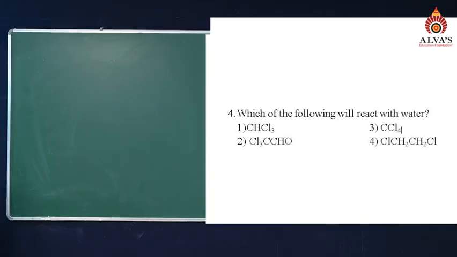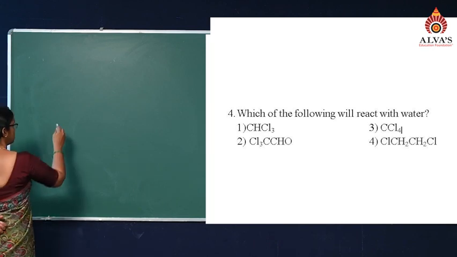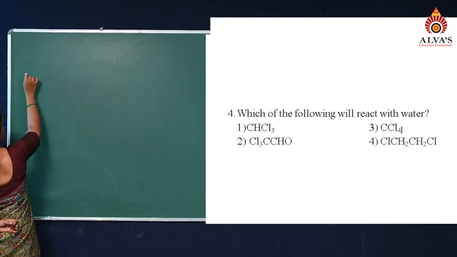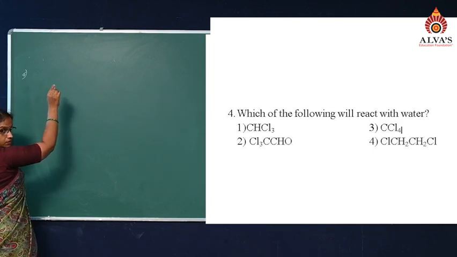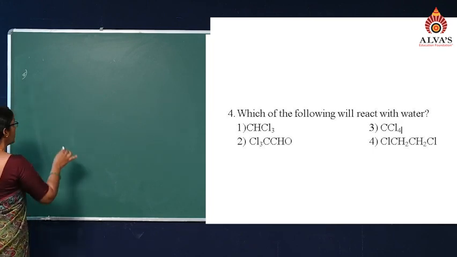Now, out of the 4 compounds, chloroform, carbon tetrachloride and dichloroethene, all of them are organic compounds, haloalkanes, which do not react with water easily. We are left with option 2, that is trichloroacetaldehyde. It is also called chloral, and chloral reacts with water to form chloral hydrate.